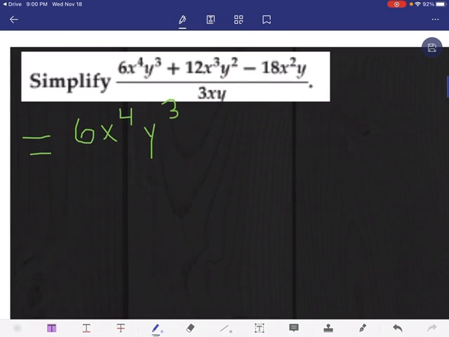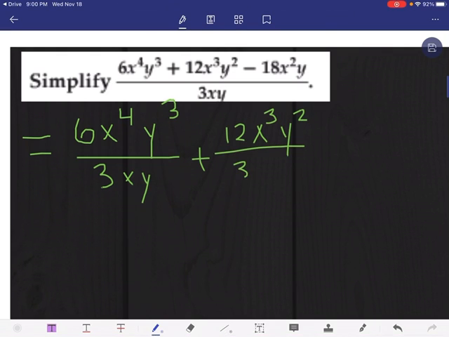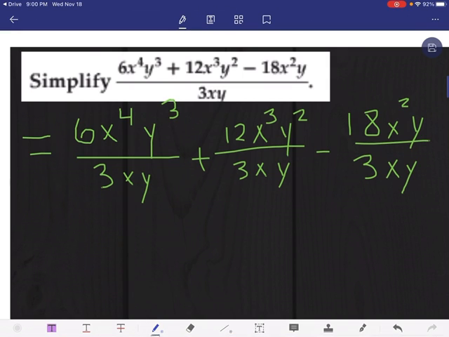So we would have 6x to the 4th y to the 3rd divided by 3xy plus 12x cubed y squared divided by 3xy minus 18x squared y divided by 3xy. And then we would just need to do our normal division that we talked about with our exponent rules in our last lesson. So remember, we want to take care of our numbers first.